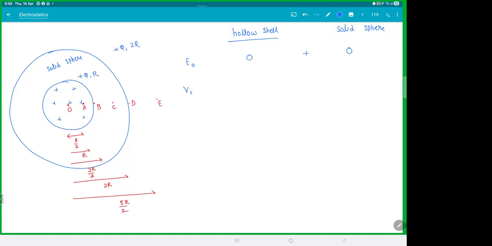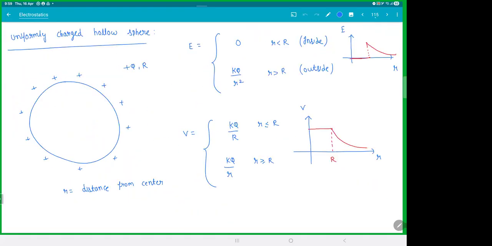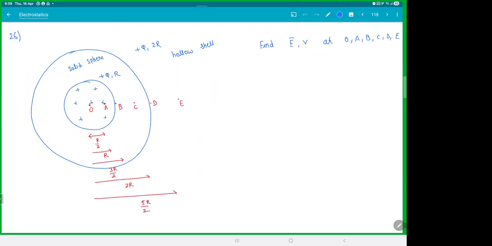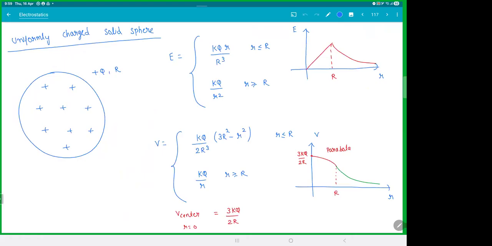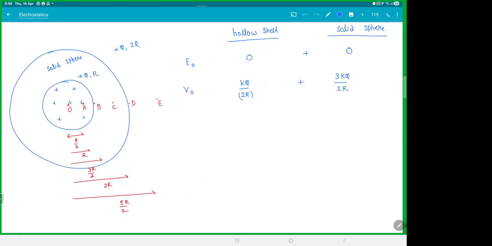What about the potential at the center? Again, where is the point? O is inside the hollow shell. What is the potential for a hollow shell? Look at the formula: KQ by radius. What is the radius of the hollow shell? 2r. Great. Where is O for the solid sphere? At the center. What is the potential at the center? 3KQ by 2r. So basically in this formula, I kept r equal to 0. Add them, you'll get the answer. Are you clear what I'm asking?